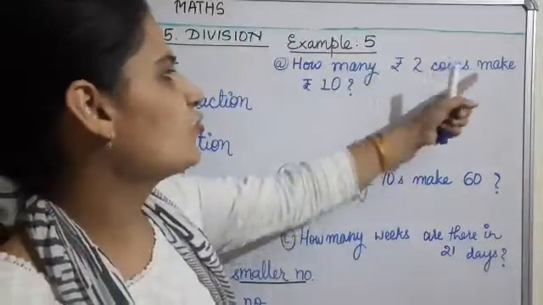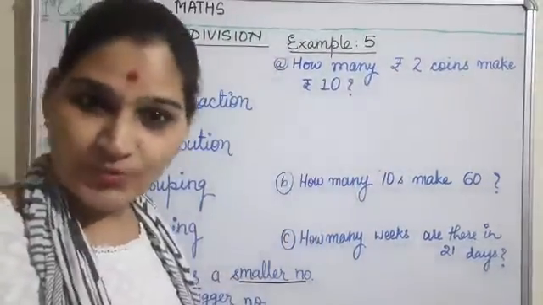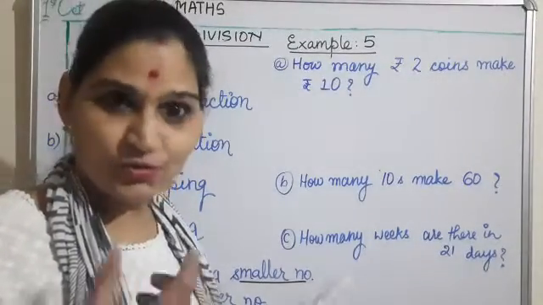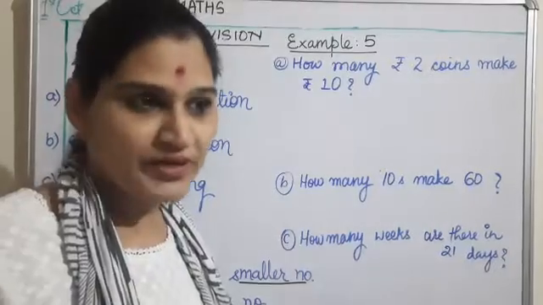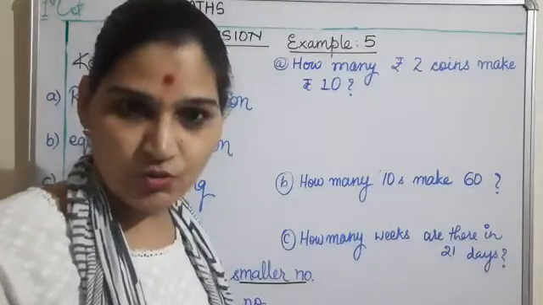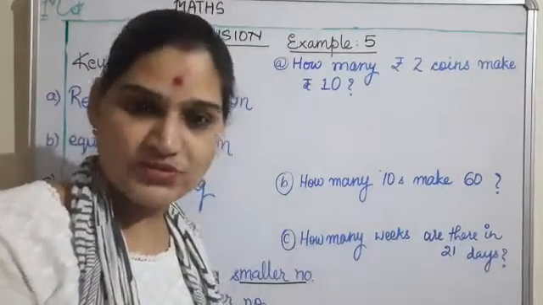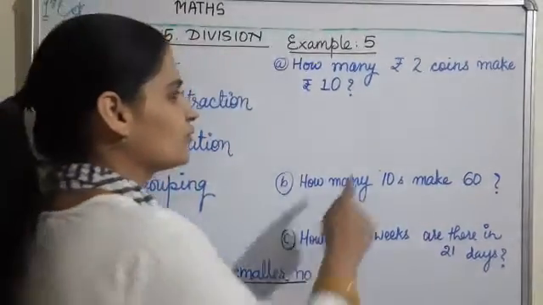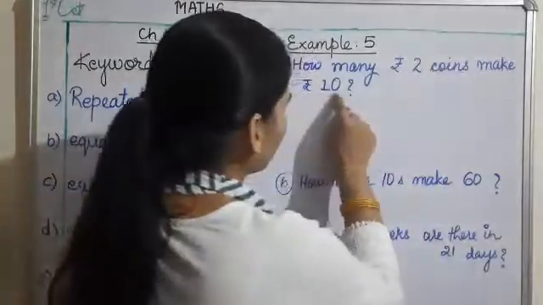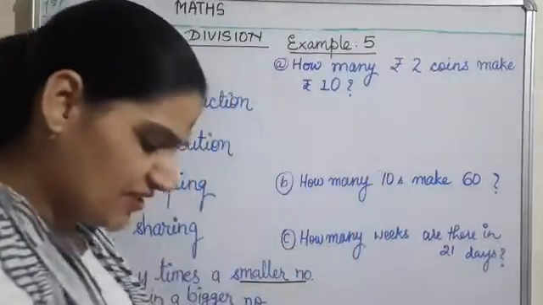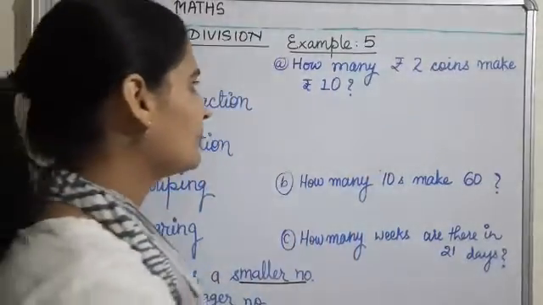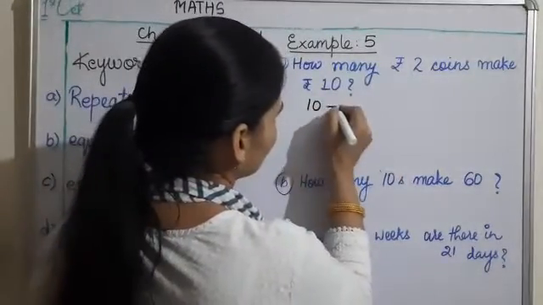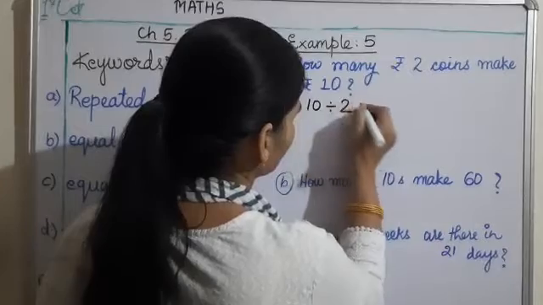How many coins of rupees 2 make rupees 10? Okay. अगर आपको 2 rupees के coins से 10 rupees बनाने हैं, okay, you want to pay somebody with 2 rupee coins, you have to pay amount 10 rupees. So what will you do? How many coins you will use? Okay. At this situation, यहाँ पे एक smaller number है और एक bigger number है. Here we use division. We divide the bigger number by a smaller number. So bigger number is 10, smaller number is 2.